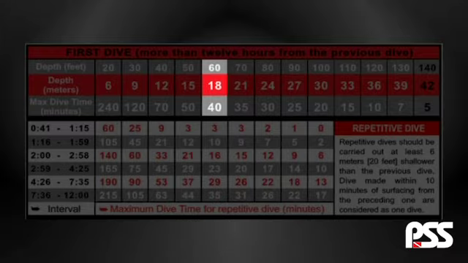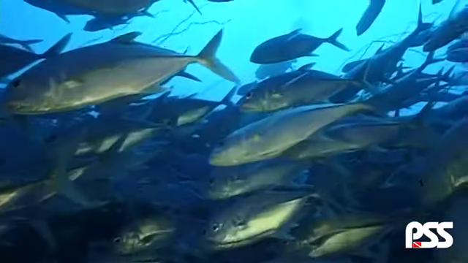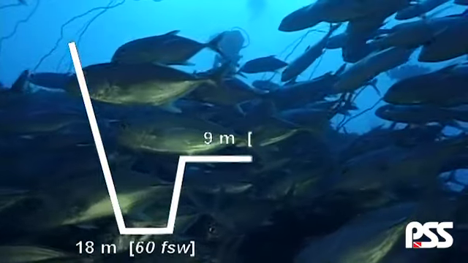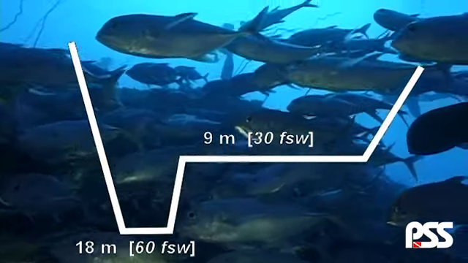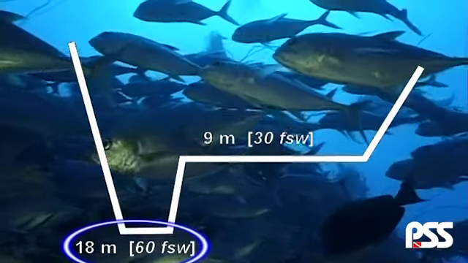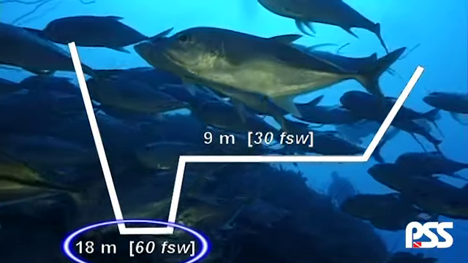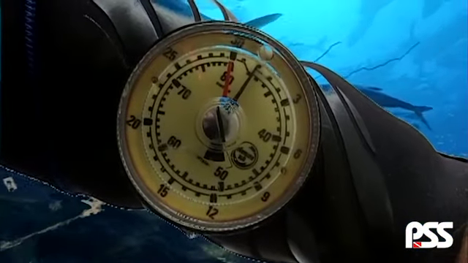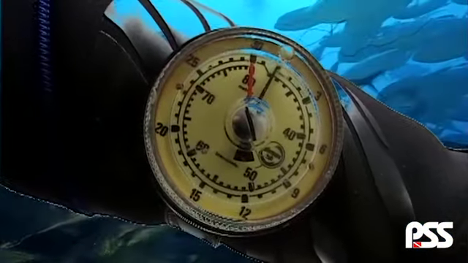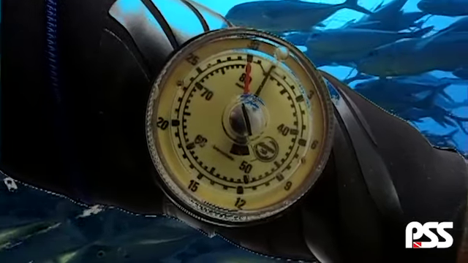Remember, when you refer to depth, you must consider the maximum depth of the dive. Even if you go to 18 meters, 60 feet, for just a few minutes, and then spend the rest of the dive at 9 meters, 30 feet, you must consider that the entire dive is carried out at the maximum depth of 18 meters, 60 feet. This is why it is important that our depth gauges also indicate the maximum depth as well as the actual depth.